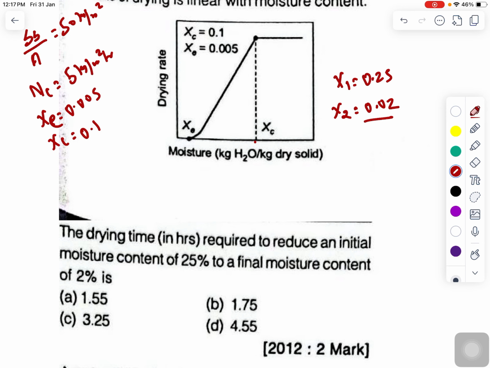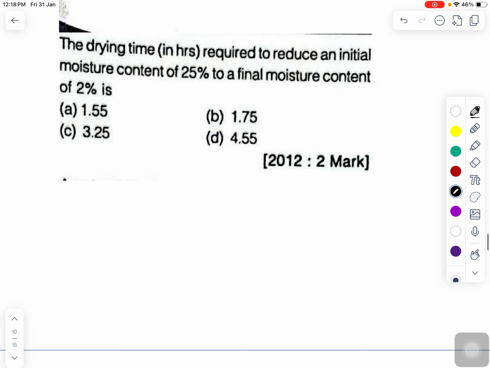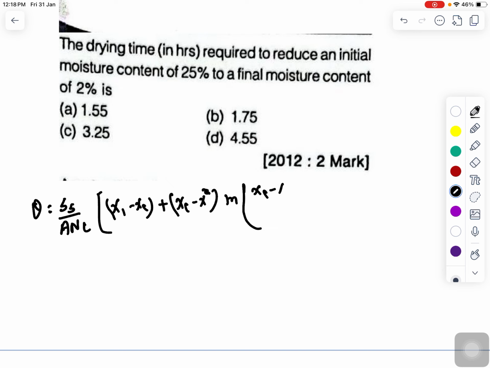Is that clear? So again, the initial moisture content would be lying somewhere here, X1 equals 0.25, and the final moisture content, let's say here, is 0.02, and X star is given as 0.05. From this curve you can see there is a constant rate period, and this one is the falling rate period. So you have to write the formula and calculate the whole time. If I write the formula, theta equals Ss by A Nc times (X1 minus Xc) plus (Xc minus X star) ln of (Xc minus X star) divided by (X2 minus X star).